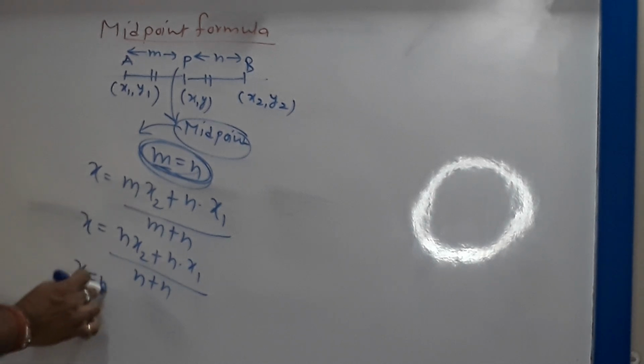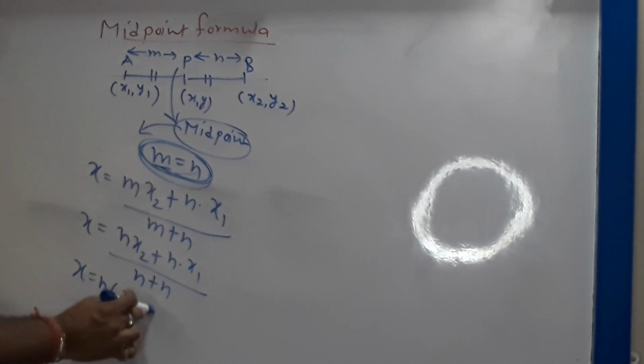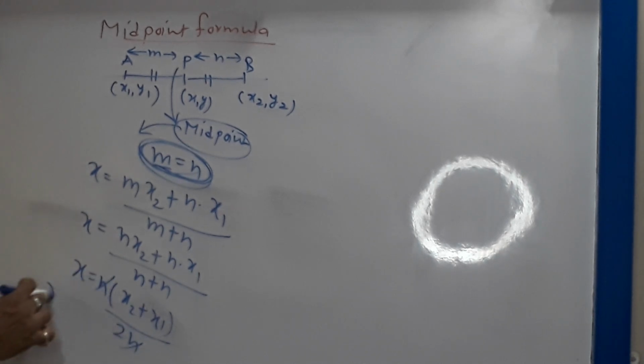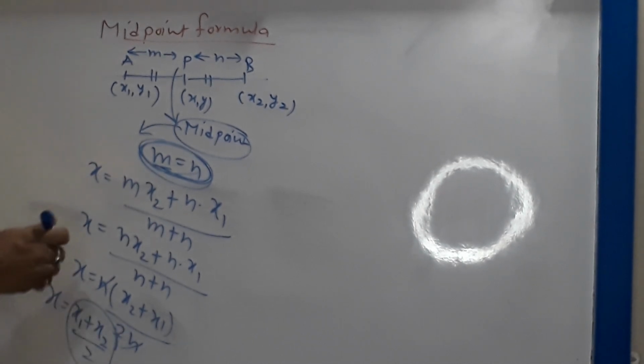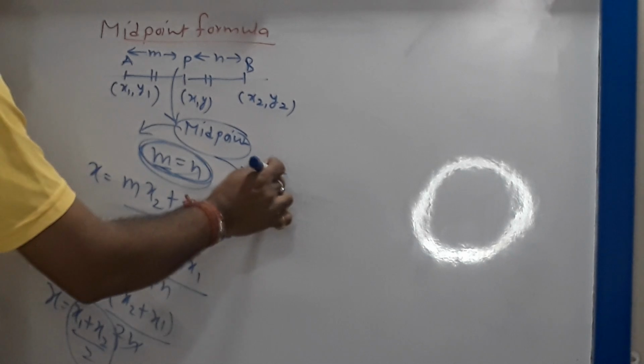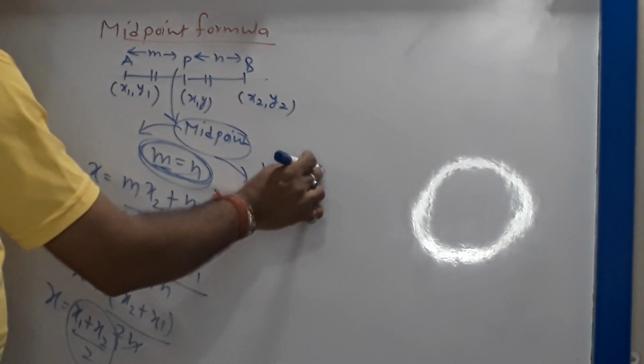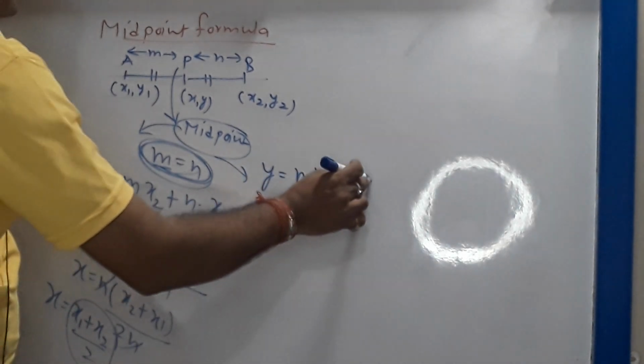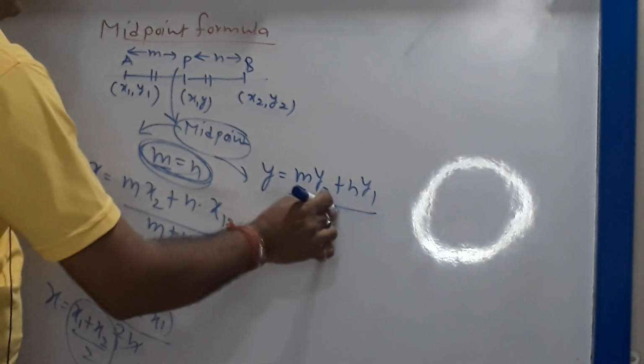What is common? N is common: x2 plus x1 upon 2N. N and N get cancelled. What is left? x equals x1 plus x2 upon 2. In the same way, we can derive y will be m y2 plus n y1 upon m plus n.